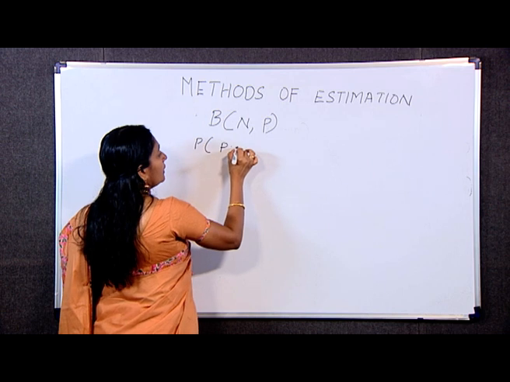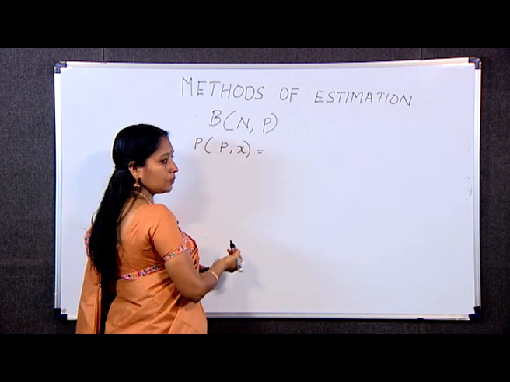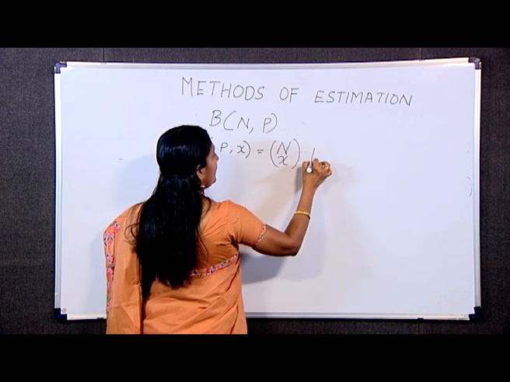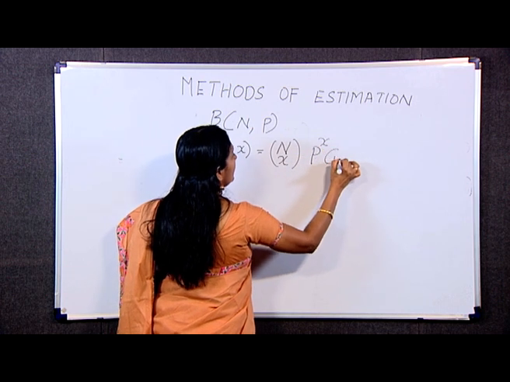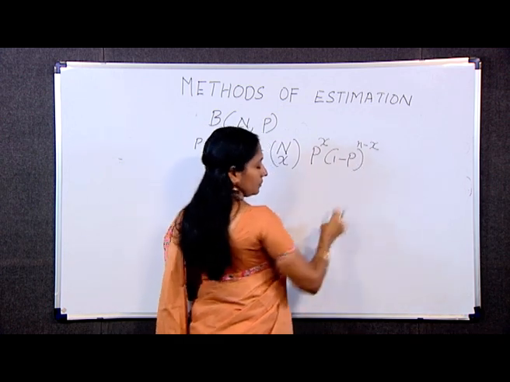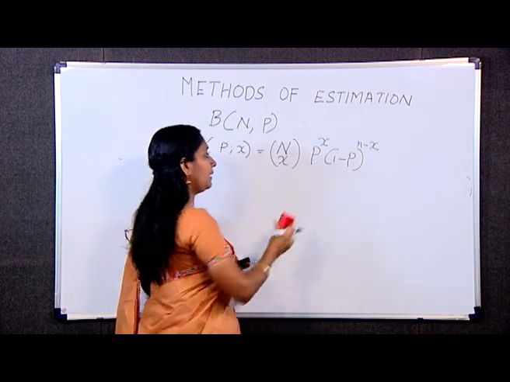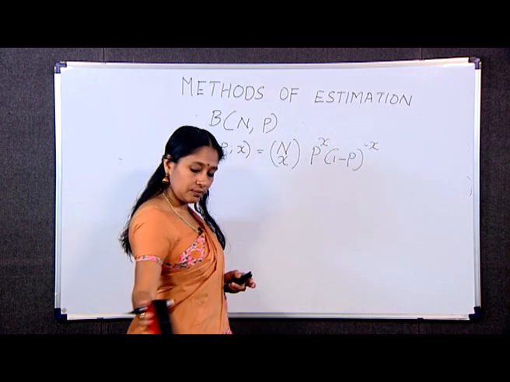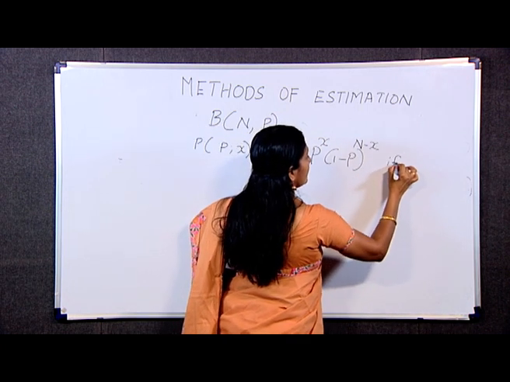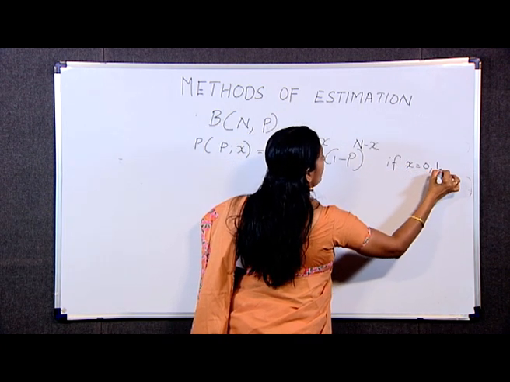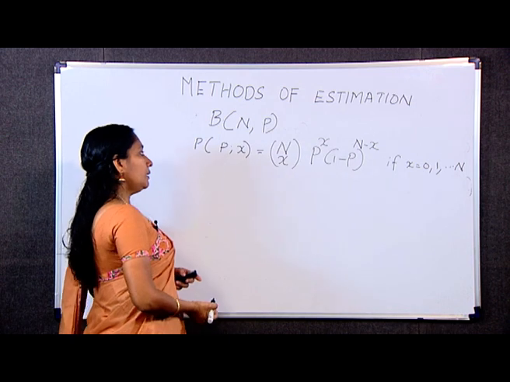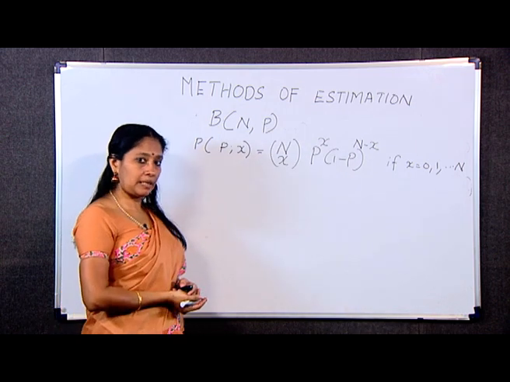P(X = x) is equal to NCx p raised to x into 1 minus p raised to capital N minus x. Here we are using capital N as one parameter, so this is capital N minus x, if x is equal to 0, 1, etc., up to N. Now, assume that capital N is fixed.